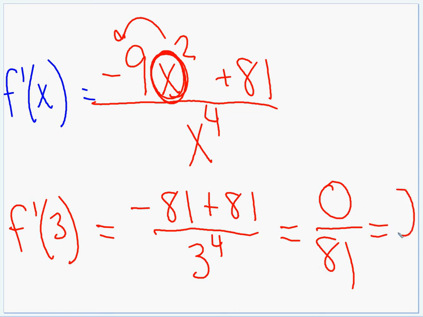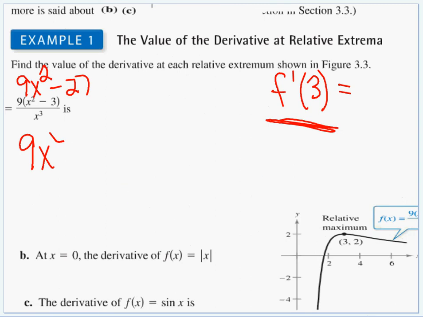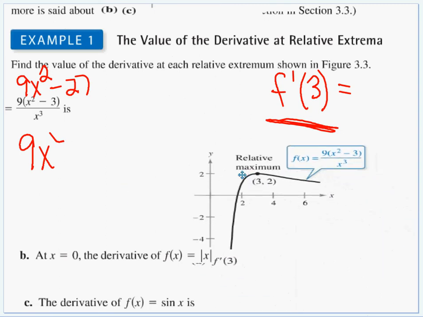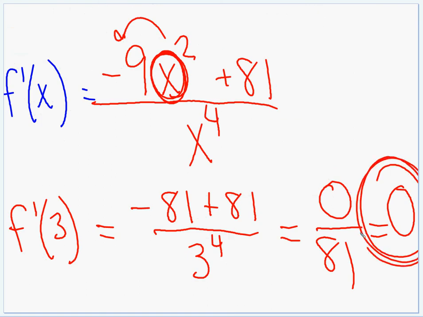Well, remember, when we set this up, they assured us that this was a relative max. So if we drew a tangent line there, what would it be? Well, it would be horizontal. And what is the slope of our horizontal line? The slope is 0. And that's exactly what we verified here. If we had not gotten a 0, we would have figured out we had made a mistake.